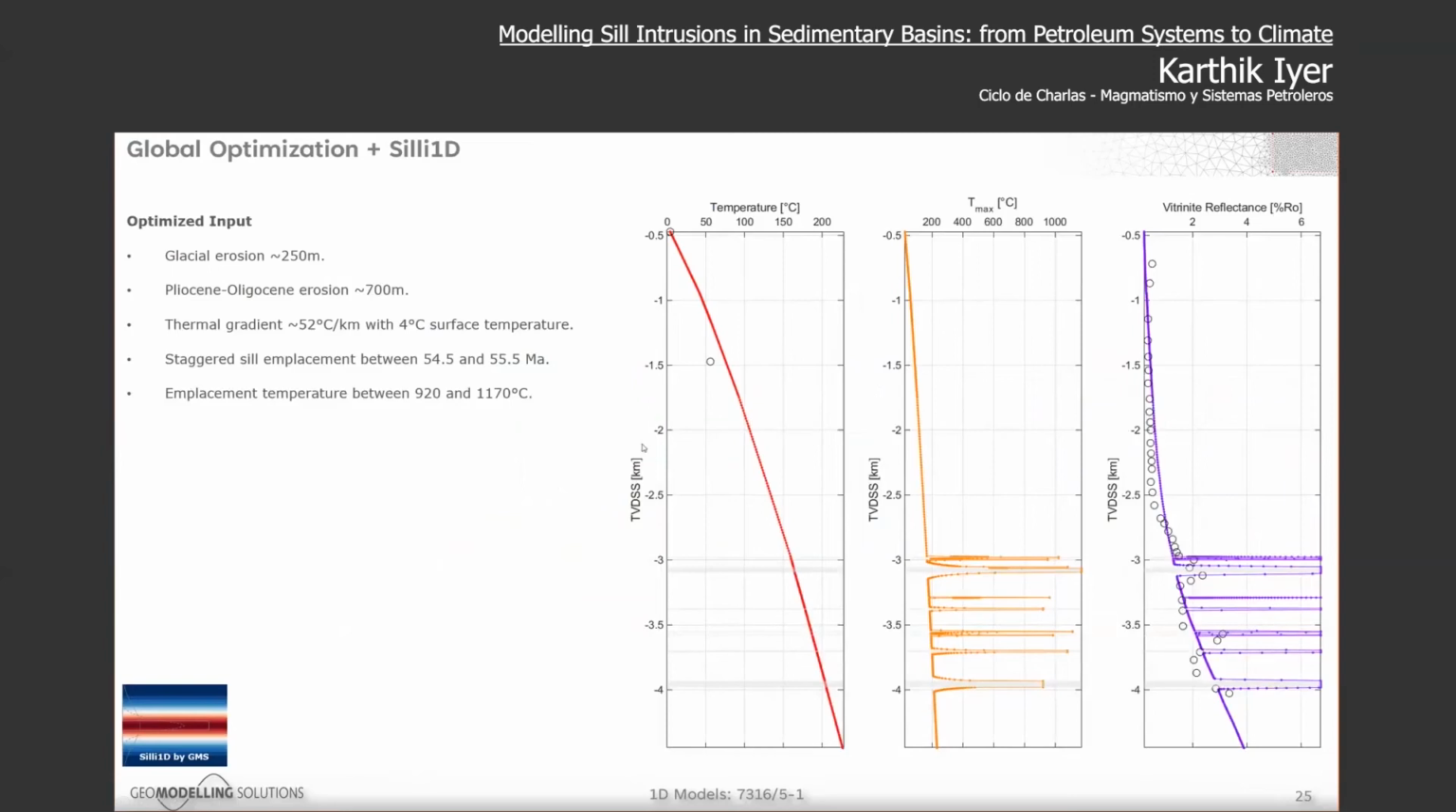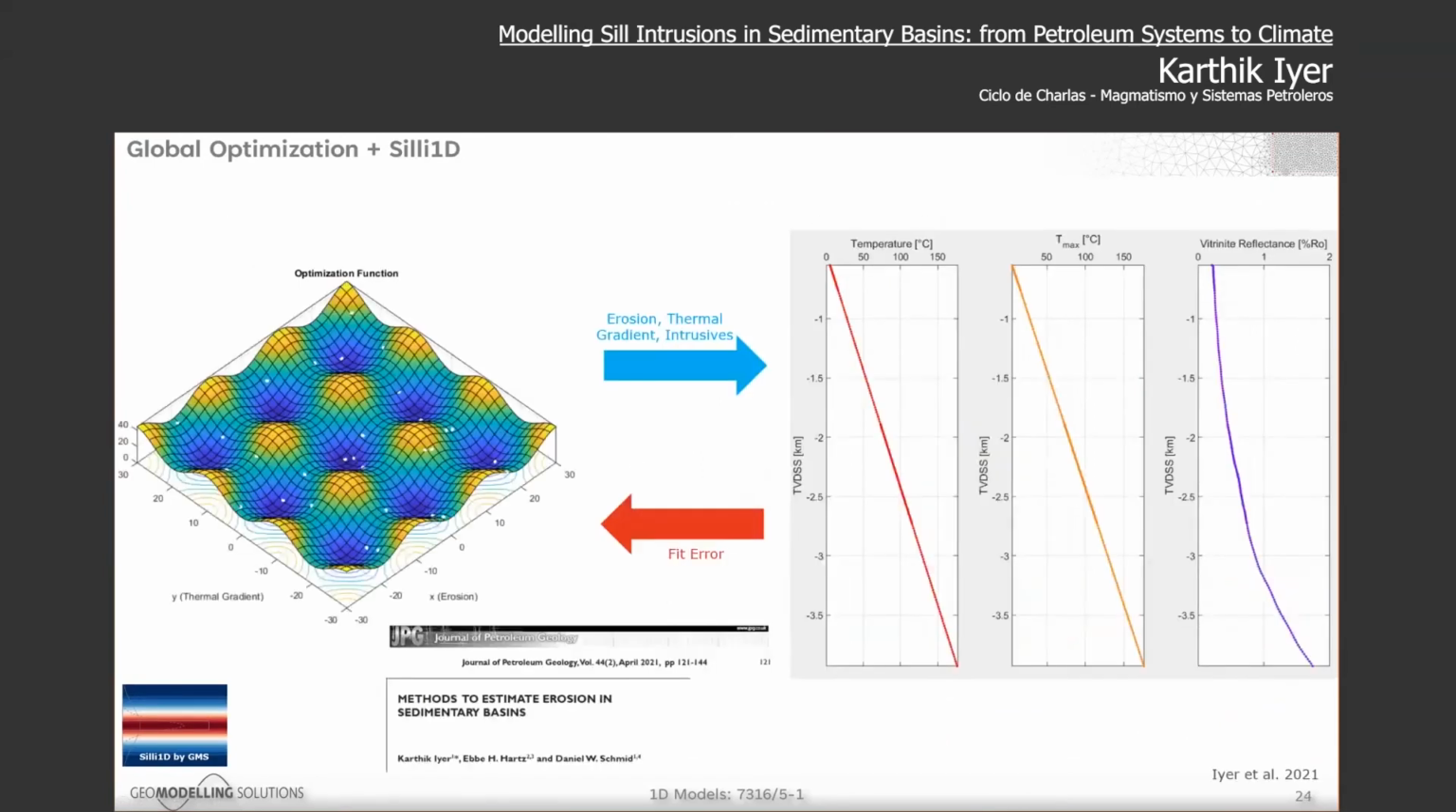So in this case, we obtain some erosion amounts for the different events. We got a paleothermal gradient that agrees with our background Retronite reflectance, and it also gave us different sill emplacement timings and temperatures for the 10 different sills we had here to best fit the reflectance curve. I should mention that if you want to know more about this method, we recently wrote a paper to estimate erosion in sedimentary basins in April this year. So more info is there.